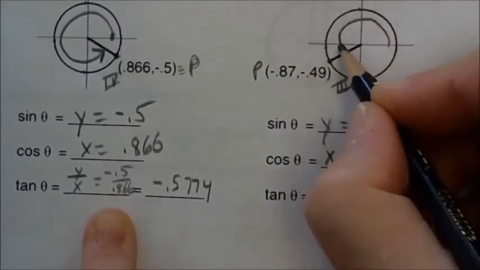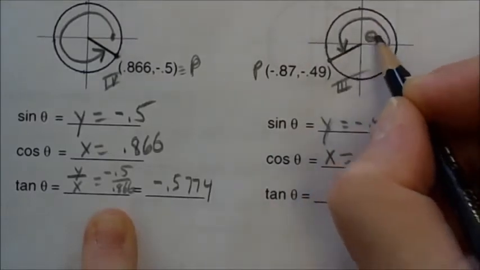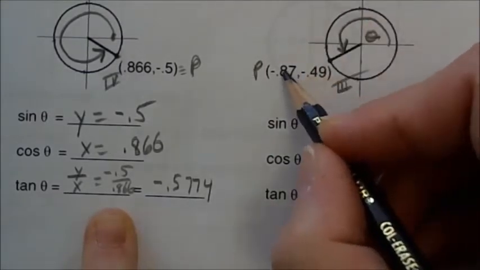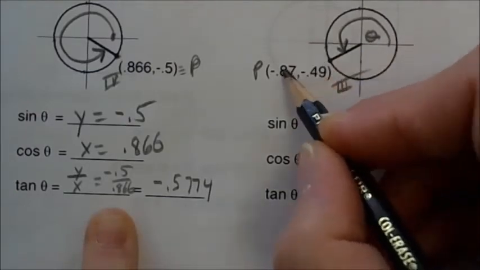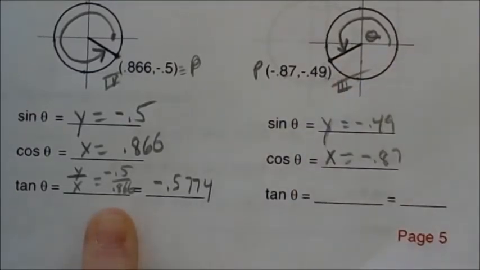Let's draw this angle theta in standard position. And it makes sense that the x and the y are both negative because you're going to the left and you're going down. So x and y both have to be negative.